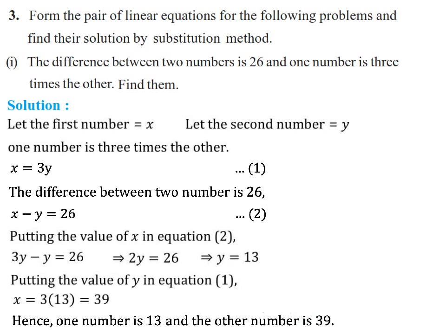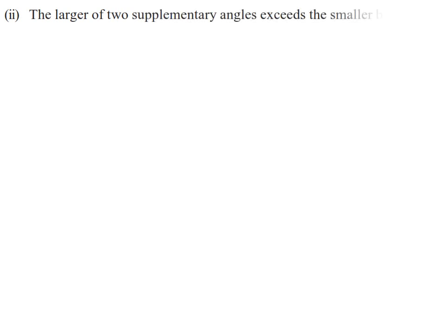Now moving towards the next question. The second question is: the larger of two supplementary angles exceeds the smaller by 18 degrees. Find them. We have two relations here. The first relation is that both angles are supplementary angles, and the larger angle exceeds the smaller by 18.